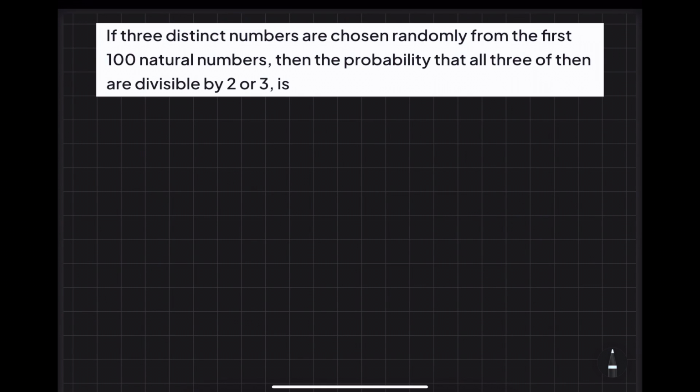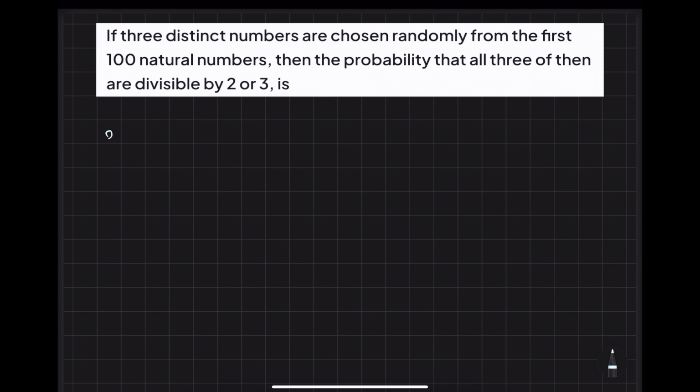So, we got a wholesome new problem which says: if three distinct numbers are chosen randomly from the first 100 natural numbers, then what is the probability that all three numbers are divisible by either 2 or 3? So, look at this how we will approach this idea. First we will try to find out the behavior of numbers.